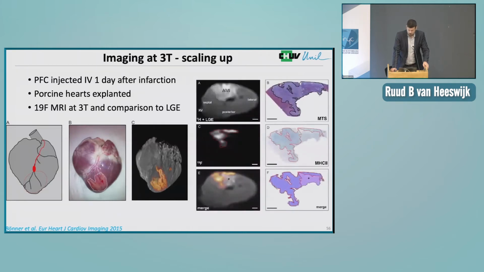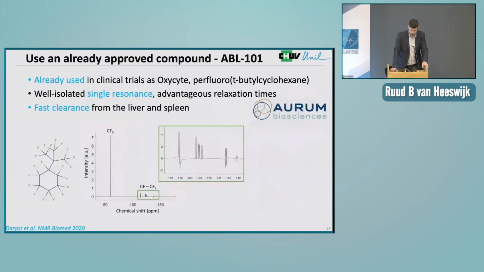But then if you combine it with LGE, so late gadolinium enhancement imaging, that images the scar, you can very nicely see that the perfluorocarbon signal, as you can see in the bottom graph, very nicely localizes with the inflammation histology and not with the scar histology. So it really gives a separate biomarker.